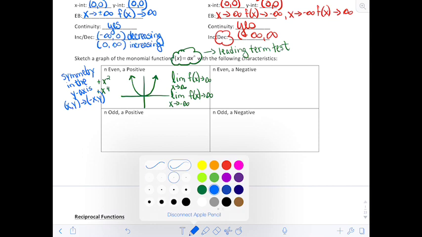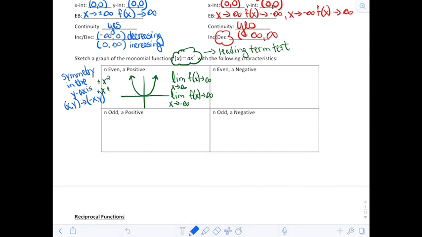Okay, the next one we're going to look at, if n is even but a is negative. So maybe we have a negative x squared or a negative x to the fourth. So my function is going to do something like this.